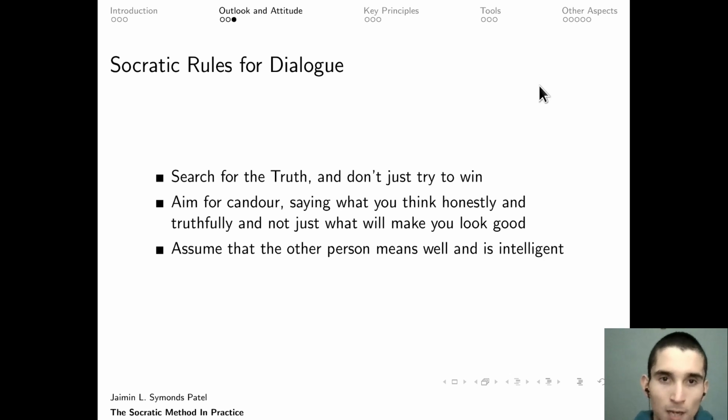Secondly, you want to aim for candor. You want to say what you think honestly and truthfully, and not just what will make you look good. This goes two ways. You want to avoid lying about whether you're wrong, and you also want to avoid withholding what you think is true. In both of these cases, you're essentially trying to avoid wanting to look good, because only if you want to look good will you avoid saying what you honestly think, in fear of it not looking good, basically.